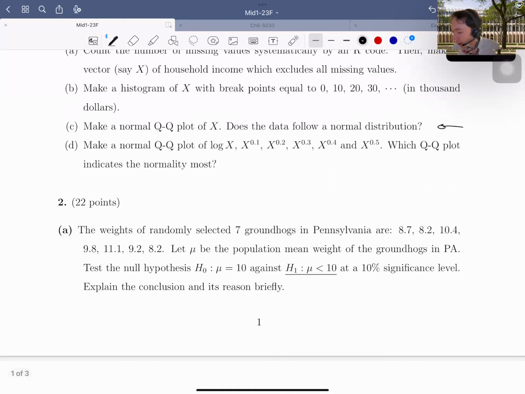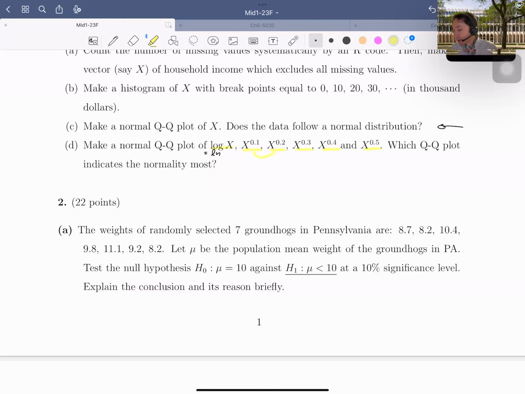And then make a QQ plot for different scales of X, transformed versions of X. So log of X, where log means the natural logarithm, ln, and X to the power 0.1, 0.2, 0.3, 0.4, and 0.6. So we have 6 QQ plots and see which one is the best in terms of normality.